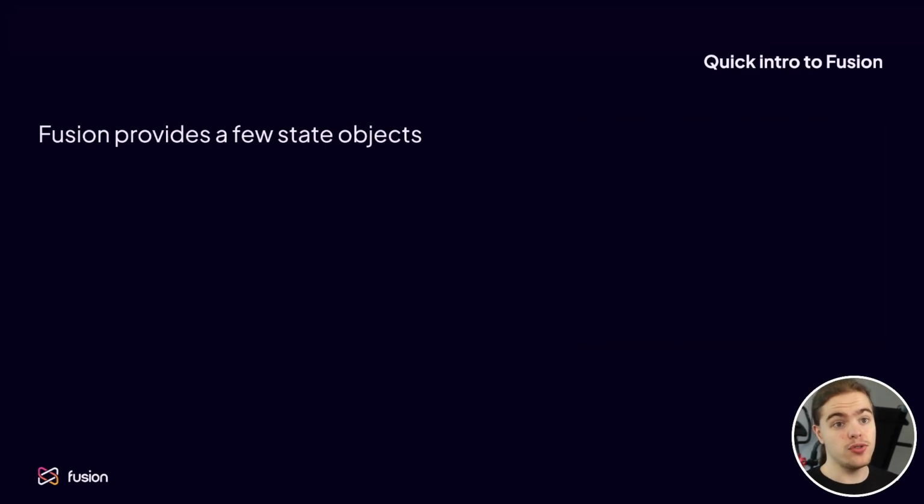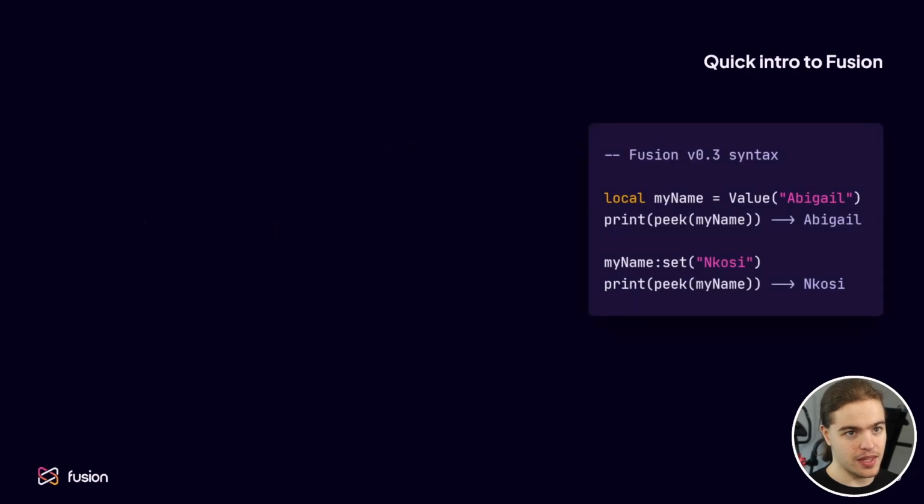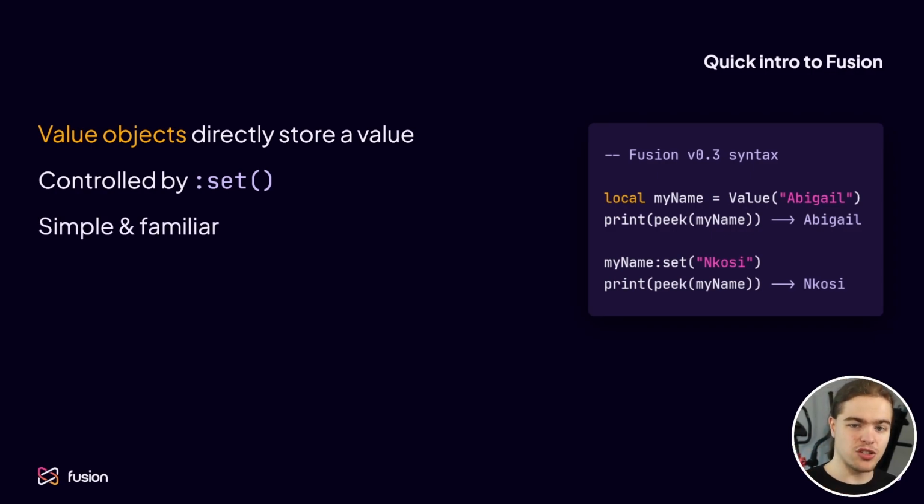Fusion provides a few standardized implementations of this state object interface. All of them share that same common interface for reading and observing changes. The differences are where they get their data from. So let's start with value objects. These are state objects that just directly store a value. They include an extra set method which you can call to change the value, and this isn't technically uncontrolled mutation since we're going through the object every time, but it's kind of close enough that it should be pretty simple and familiar in actual practical usage. You can basically just use it like a variable.